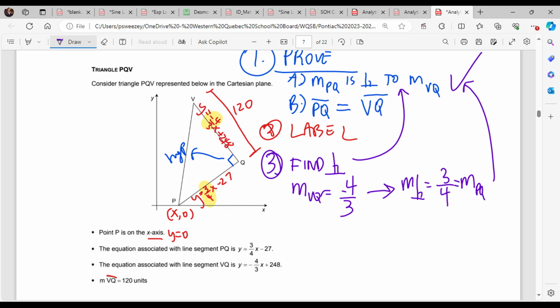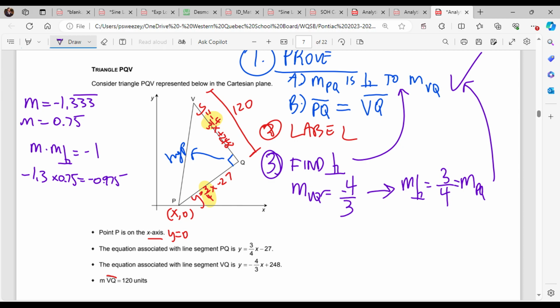However, as an alternative, some of you guys I know like your decimals. So -1.333 repeating, and you've got a slope of 0.75. And that's totally fine. You can definitely use that formula, right? Slope times a perpendicular slope should give me -1. So if I go -1.3 times 0.75 and I get -0.75, I can say those two things aren't perpendicular.